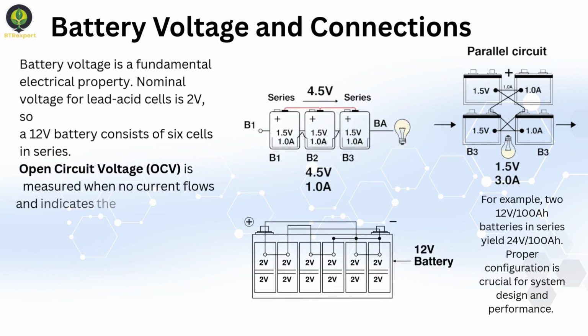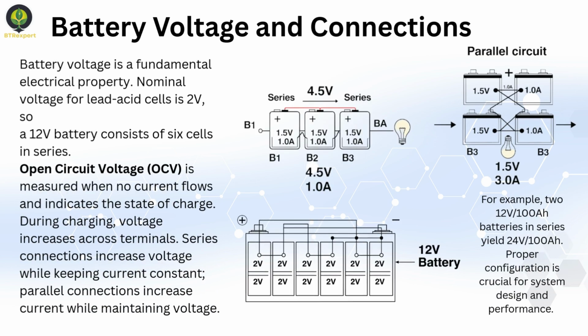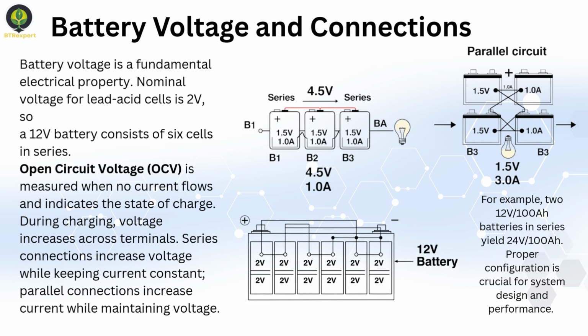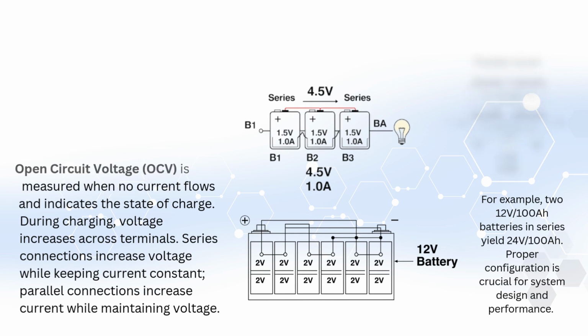Voltage is another essential parameter. A single lead-acid cell has a nominal voltage of about 2 volts. That means a 12-volt battery contains 6 cells connected in series. Open circuit voltage indicates the state of charge, while charging voltage increases when current flows. By connecting batteries in series, we increase the total voltage. In contrast, parallel connections increase the available current while keeping the voltage constant. This is crucial when designing systems like renewable energy storage or UPS applications.